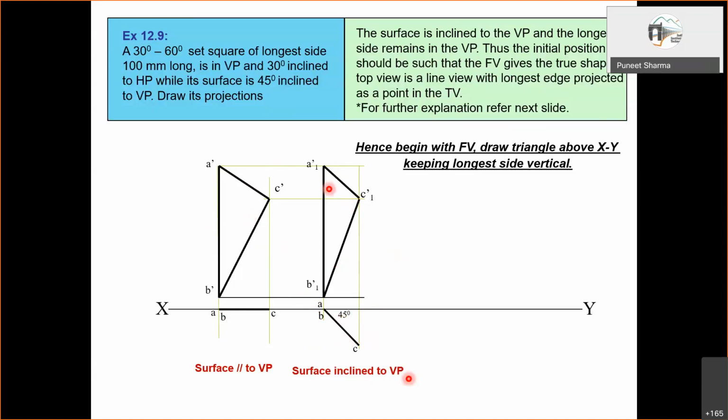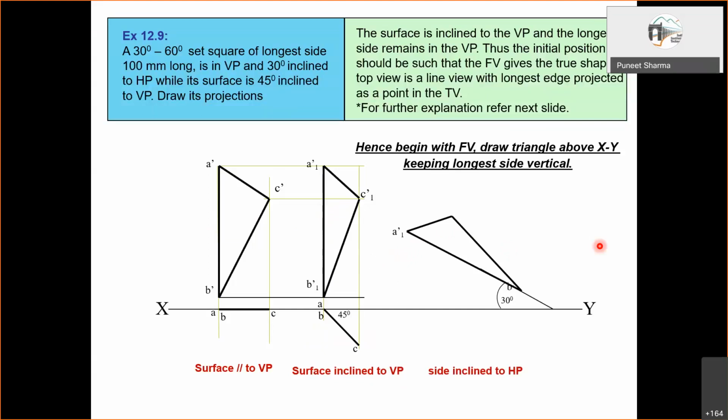Next, what we have to do is obtain this A dash B dash with some inclination. How much? It is 30 degrees. Okay, so this longest edge which is in the vertical plane is making a 30-degree inclination with the horizontal plane. So this we have to redraw now here. So we'll redraw this third one here, right, at 30 degrees to XY, and then you have to reproduce the triangle.